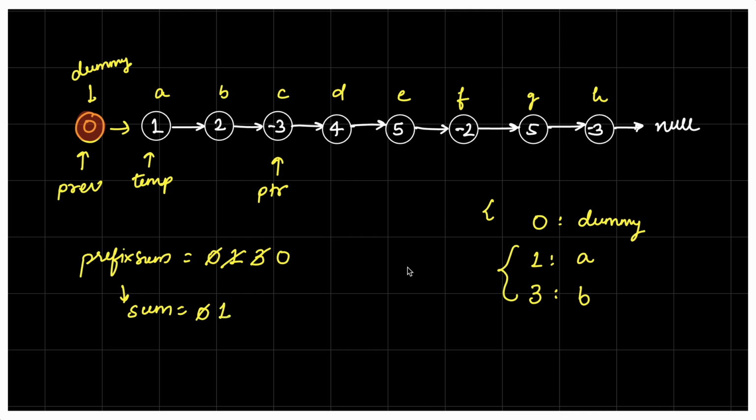Now let's go to the map and remove this particular value 1. Why I'm doing so, I will tell you, don't worry. Just keep looking. Now let's move the temporary pointer to the next. So now my temporary becomes this. And once again, add this 2 to the sum, which will now become 3. Once again, remove this 3 from your hash map.